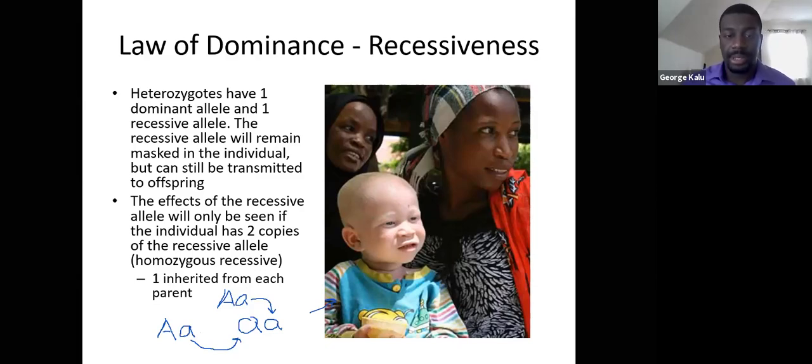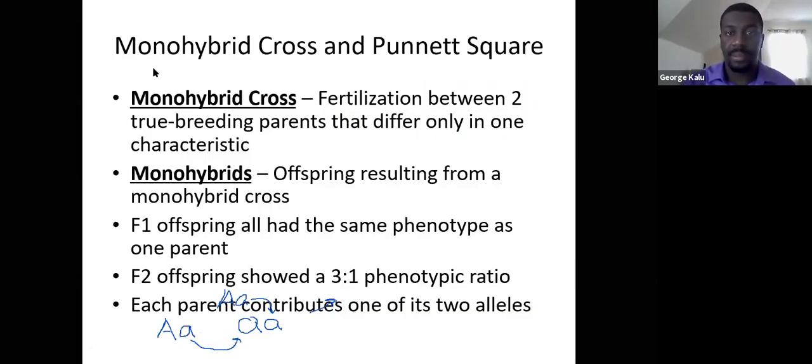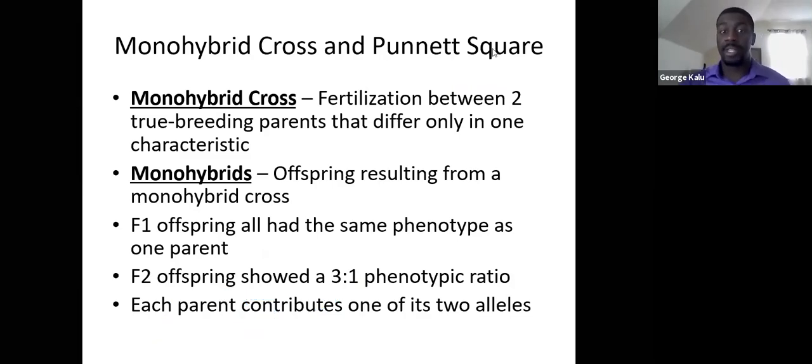Okay, cool. With that, we're going to try to identify the probability of having offspring with specific traits. One thing that we can do is called a monohybrid cross. A monohybrid cross is where we have fertilization of two true breeding parents. True breeding is another word for homozygous parents, either homozygous dominant or homozygous recessive, but they're only going to differ in that one particular trait. The offspring that result from a monohybrid cross are what we call monohybrids. So monohybrids are the offspring of two true breeding homozygous parents.